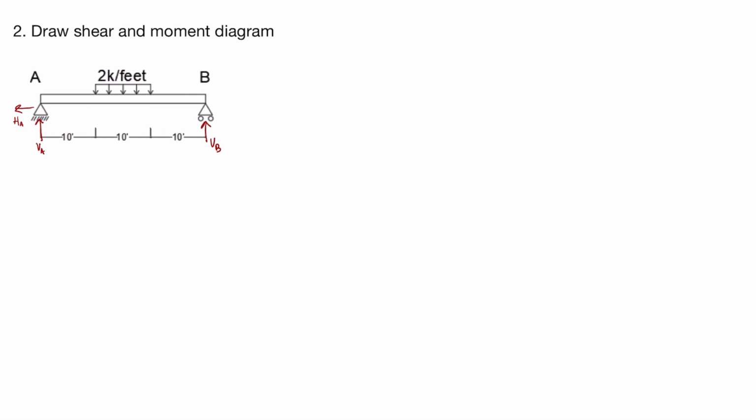To solve for one of the reactions, we will sum the moments where we have the most number of unknowns, which is at point A. So we are going to start off by summing the moments at point A. And again, we will say that counterclockwise is positive and it will equal 0. We see that we have a distributed load for these 10 middle feet.